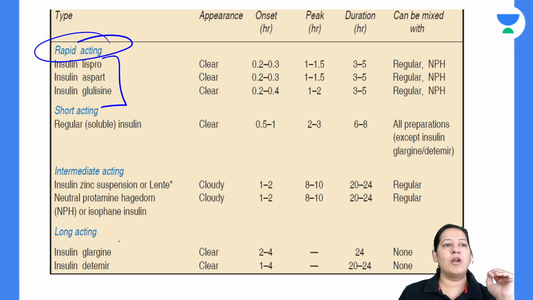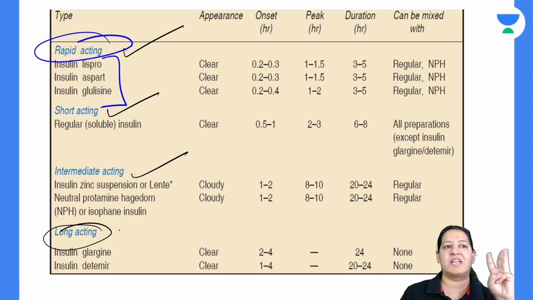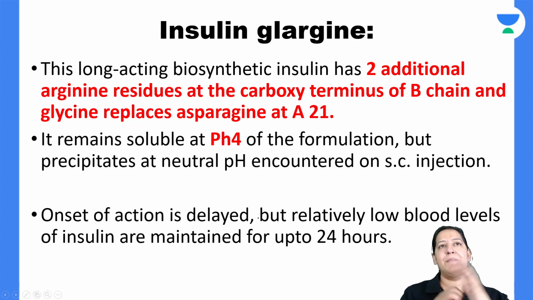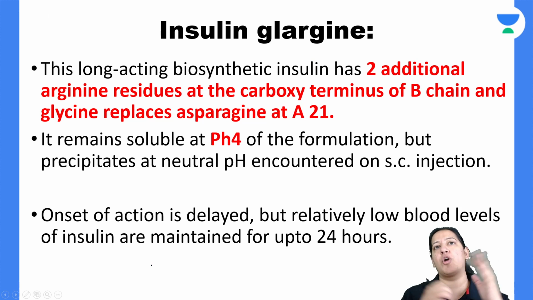Now let me come on long acting, the last one. We are done with rapid, short acting, and intermediate acting. Now I'm coming on long acting insulin. In long acting we have two, glargine and detemir. So let me talk about glargine.